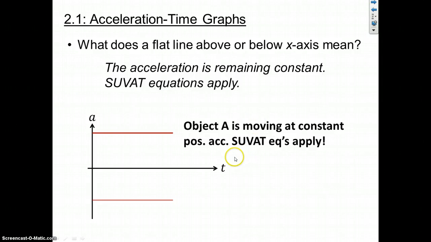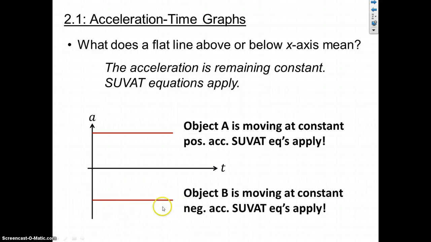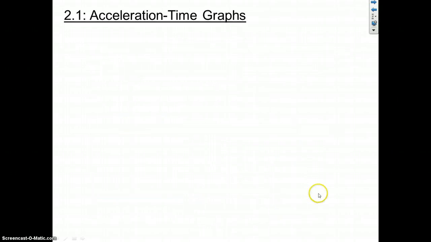So they apply. And in this case, we have positive acceleration because the value of a is in the top half of the y-axis. So it's some positive value, up here above 0. If we have a line down here below a equal to 0, then that's obviously going to be constant acceleration in the negative direction, so constant negative acceleration. And in both cases SUVAT equations do apply. We can use those.